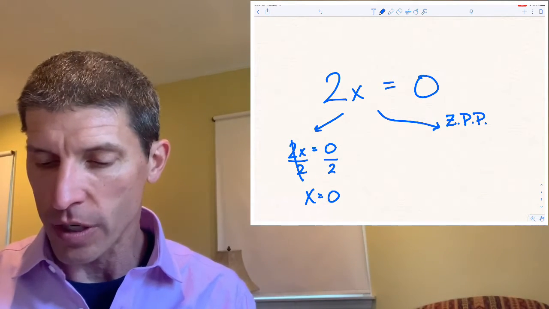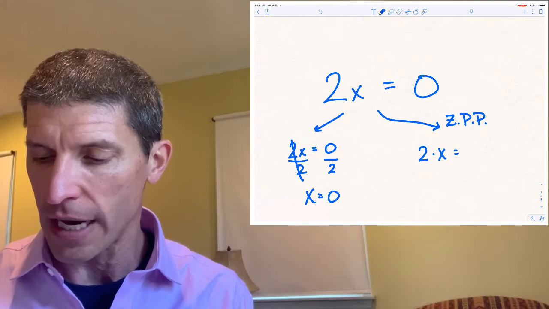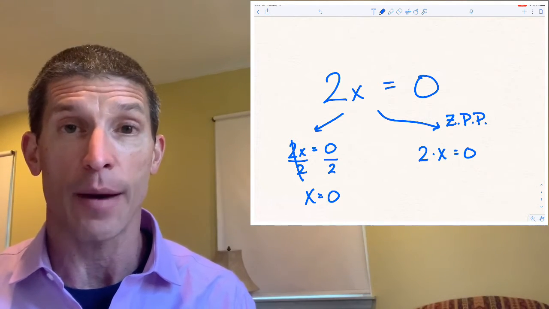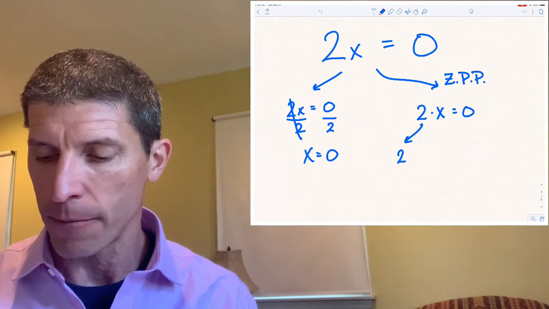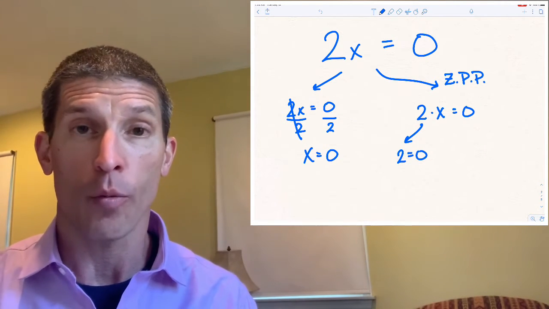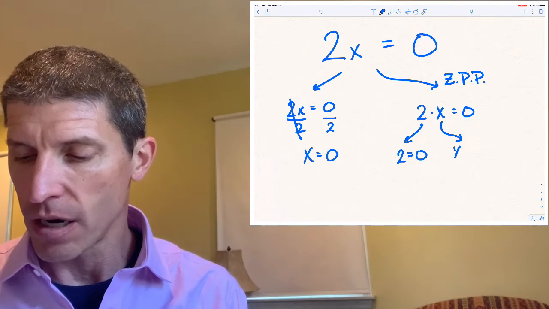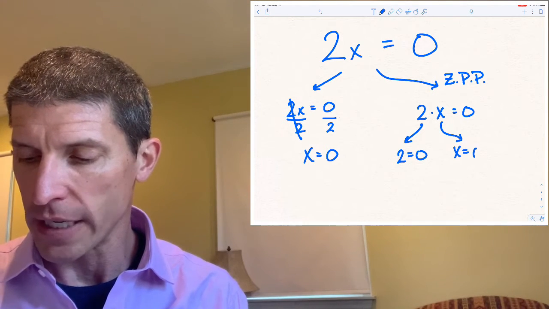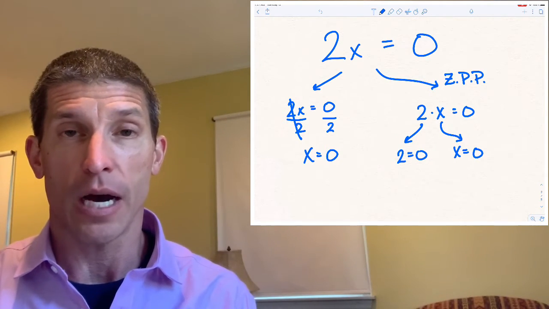And what we're going to do is imagine the 2 and the x as 2 separate items being multiplied together, which is in fact exactly what's happening. Now what we're going to identify is that the first number, according to the zero product property, could be 0. The second number that's being multiplied together could equal 0. Or they could both equal 0 at the same time.